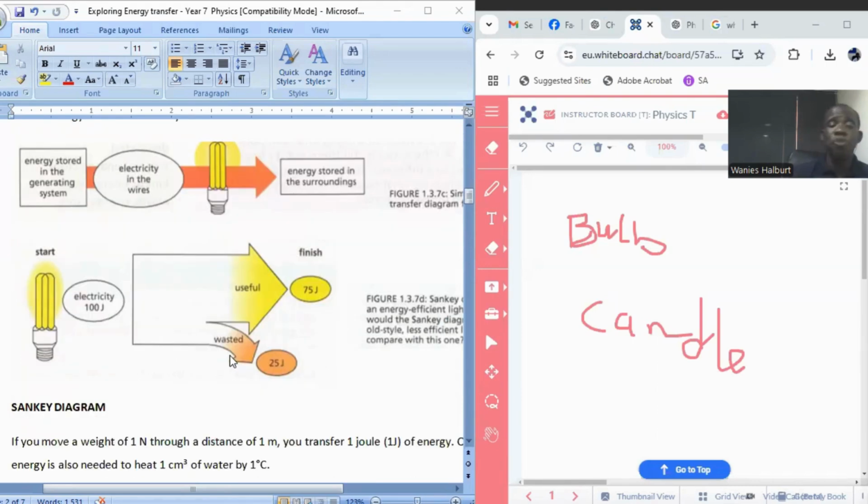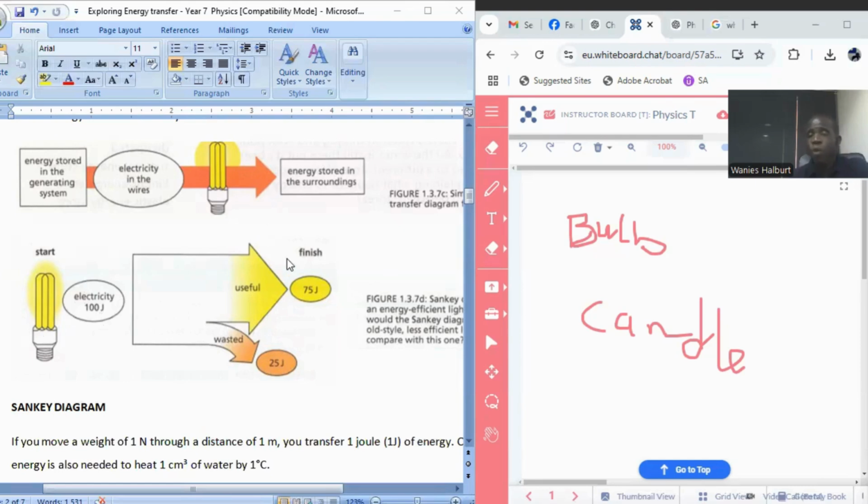Then we have another diagram known as the Sankey diagram. The Sankey diagram is another wonderful diagram that we use in showing the quantity of useful energy that is converted or transferred, and the magnitude of the wasted energy that is transferred. So now you have this, for example, electricity. Let's assume the energy that is being generated from this bulb is about 100 joules. Remember, joules is the unit of energy. So now, 100 joules is being generated from the bulb.